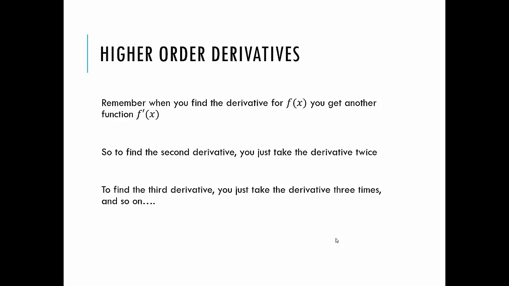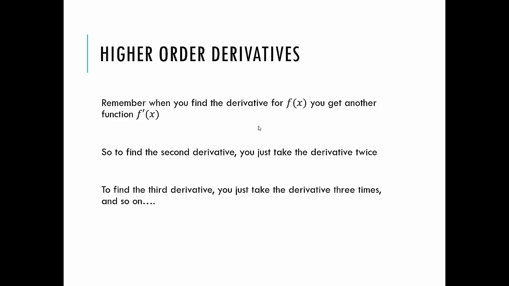So how you find these second and third derivatives, remember when you find the derivative for a particular x, meaning for x equals 5, then when you plugged in your value and you found the derivative, you got a slope.